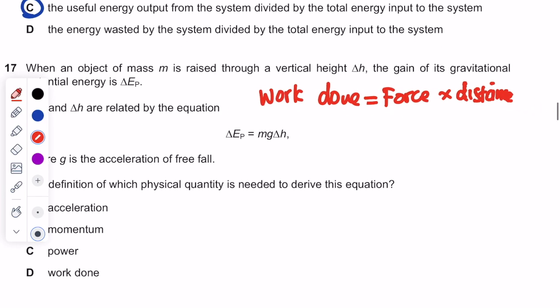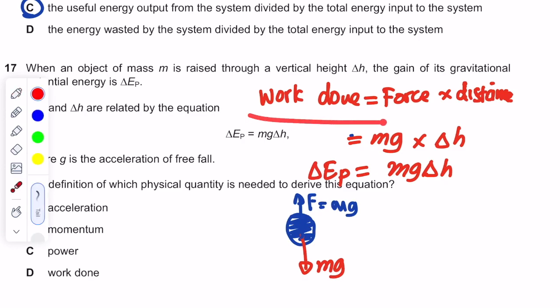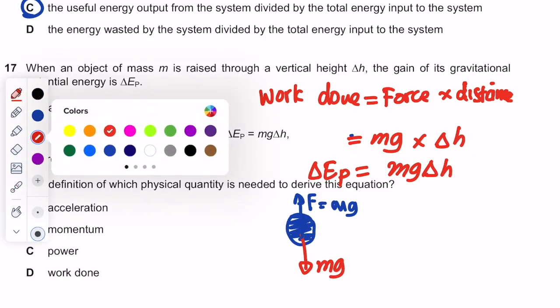Okay, in this case, if you are lifting an object, let's say the object has mass m, we have to balance this mg with another force, right? So the force we have to use here is mg times the distance is delta h. So this is how we get mg delta h. This is what is stored as gravitational potential energy. So this one needs the basic definition of the work done. So for this question, the answer should be D.